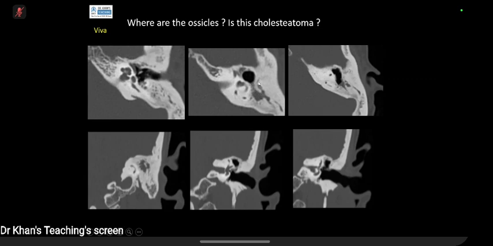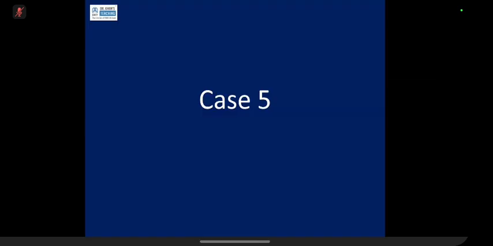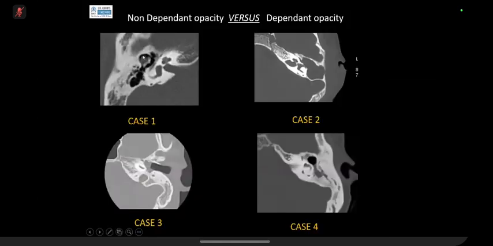You can see this air fluid level, and this is not a cholesteatoma. What I am trying to tell you here is that acute infections can also destroy ossicles and bone. But on the other hand, in cholesteatoma, it will be more chronic type of clinical, and there will be bony destruction. One cholesteatoma which I want to highlight is this one.